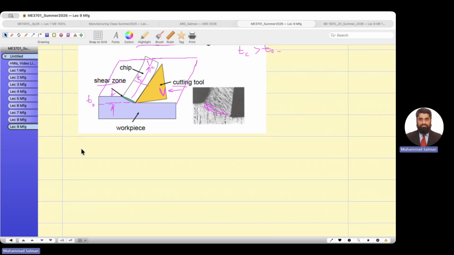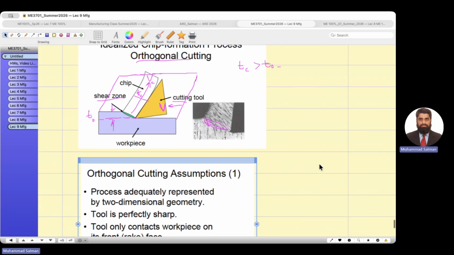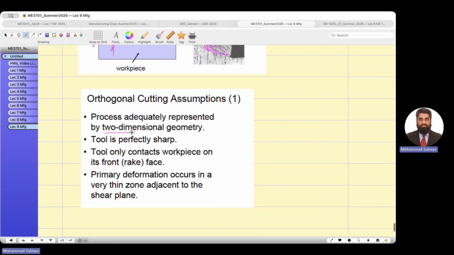Orthogonal means that the tool cutting edge is perpendicular to the cutting direction. The tool is moving like this, and this is perpendicular. The cutting edge is perpendicular to the tool direction. The process is adequately represented by two-dimensional geometry. This is the cutting edge, and the tool is moving perpendicular to the cutting edge of the tool. This is orthogonal cutting.